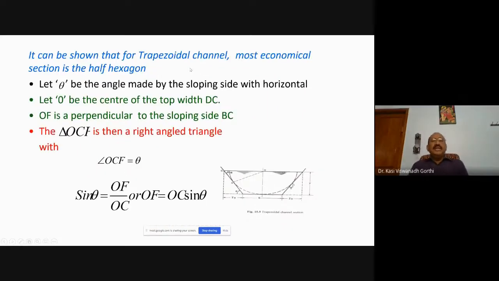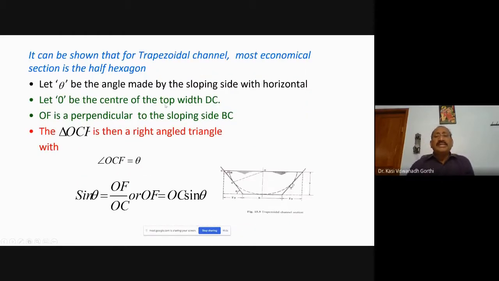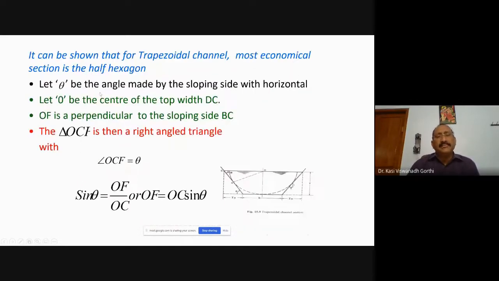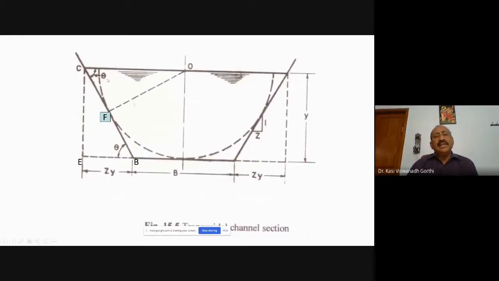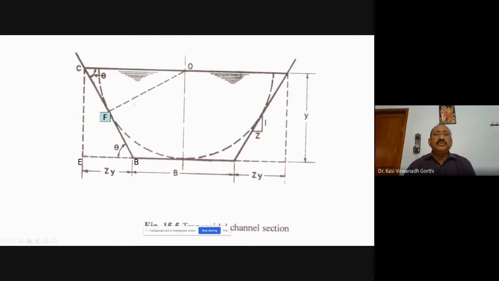Let us see. It can be shown that for trapezoidal channel, the most economical section is half hexagon. To prove that, let theta be the angle made by the sloping side with the horizontal. In the figure, let theta be the angle at point C. Let O be the center of the top width, and OF is perpendicular to the sloping side BC, so that triangle OCF becomes a right angle triangle. This angle OCF is equal to theta. Now you take sine theta. What is sine theta now? Sine theta is equal to OF by OC. Or OF is equal to OC into sine theta.